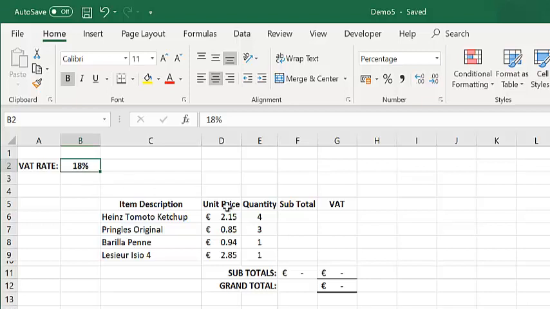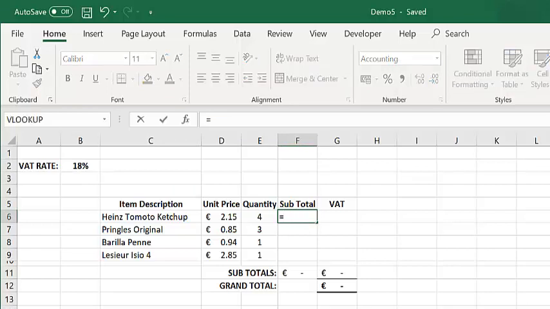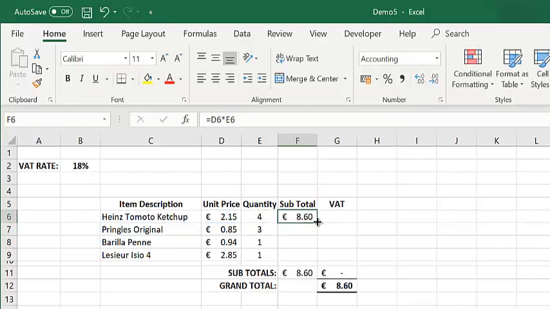So let's start by finding the subtotals. And the subtotals can be found by multiplying this with the quantities. And if we replicate, subtotals are calculated accordingly.